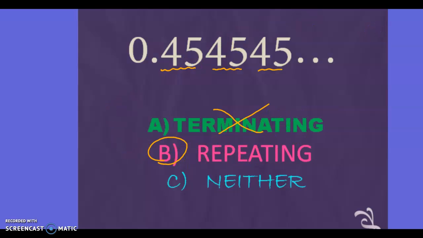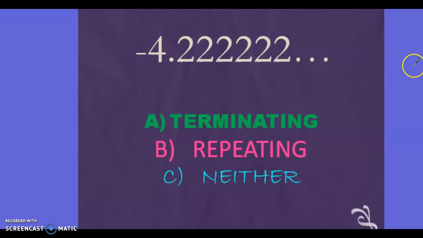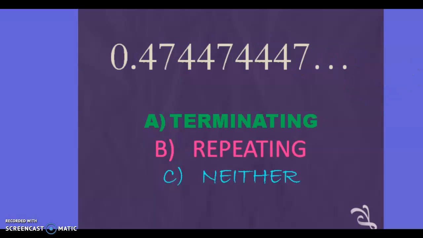Let's look at a couple more. Negative 4.2222 ... What do you think? A, terminating, B, repeating, or C, neither? If you said B, repeating, then you are correct because this 2 is repeating over and over again. And again, those 3 dots mean that it is continuing forever.